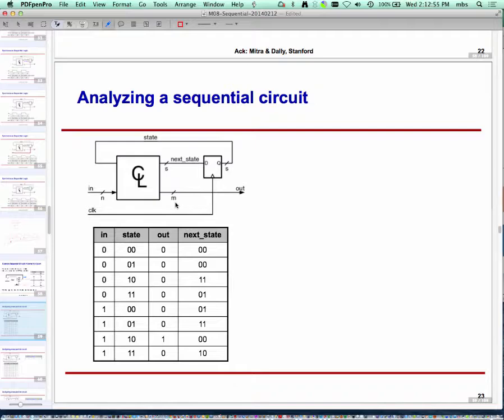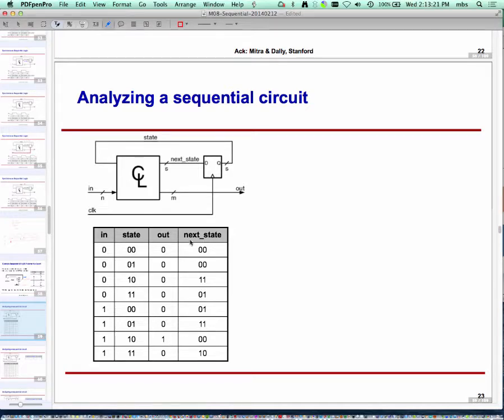In a state table, not only do we have inputs and outputs, but part of the input also, we need to consider what is the state, current state, or simply state, and then what is the next state. So there are these two additional columns. In a combinational logic, we only have the inputs and the outputs. Now we also have the current state and the next state.